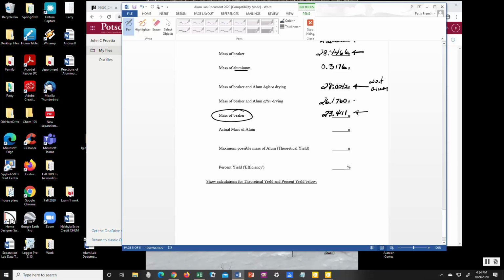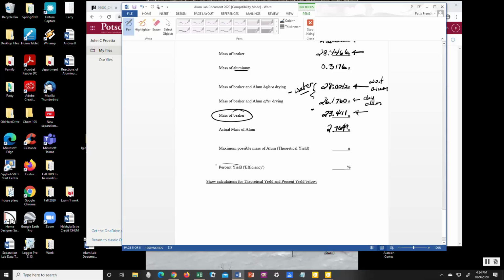This was the desiccated alum, the totally dry alum, a couple days later that I massed, and it was 26.1760. So you can see how much of a difference here we lost in mass due to water evaporating or being pulled out of that alum. So our actual yield, when you subtract these two, came out to be 2.7649 grams.